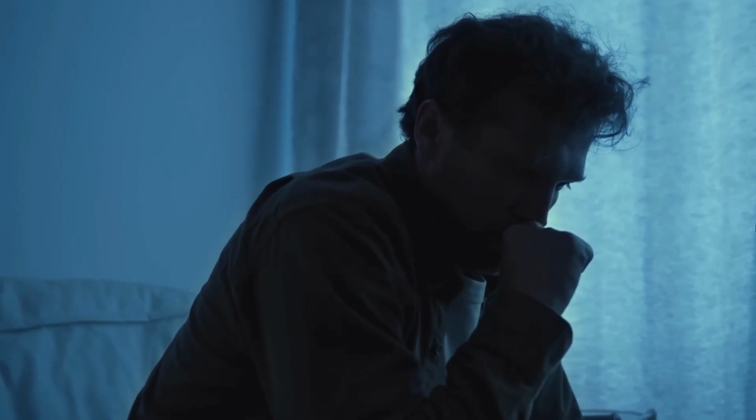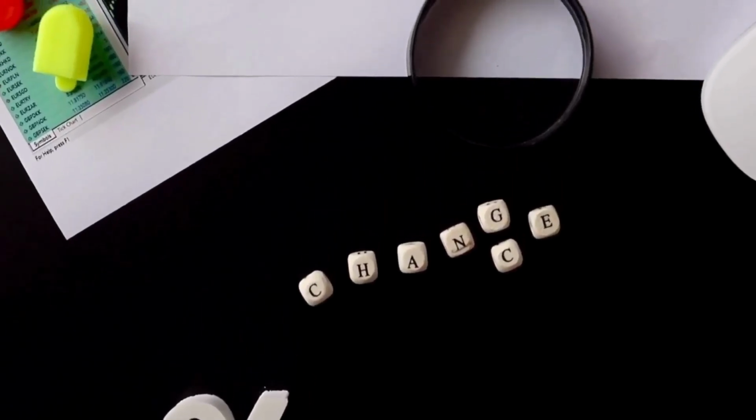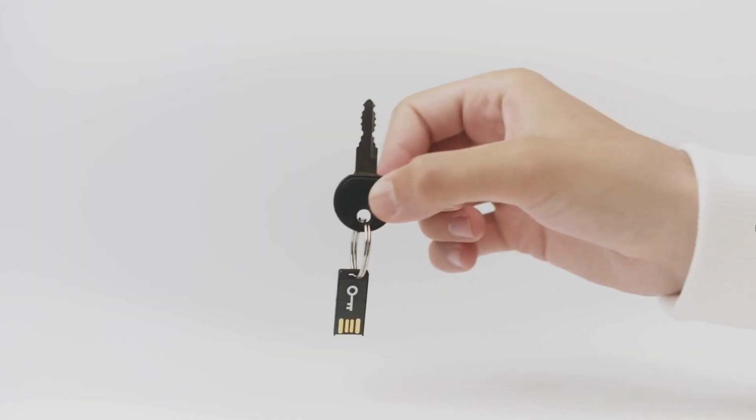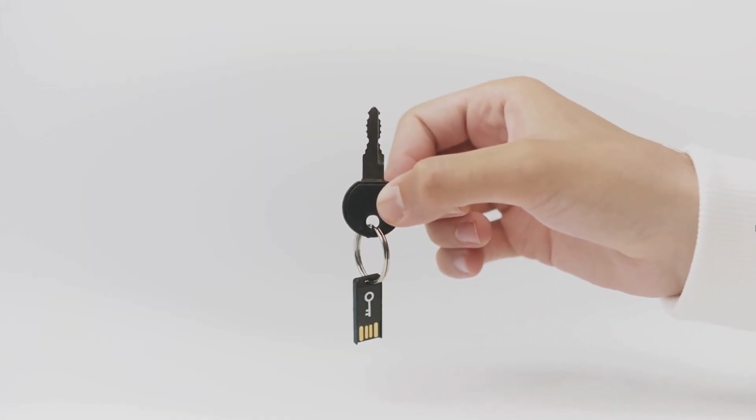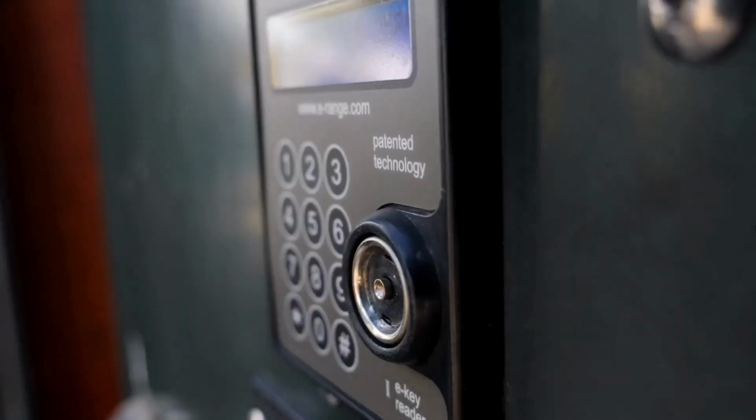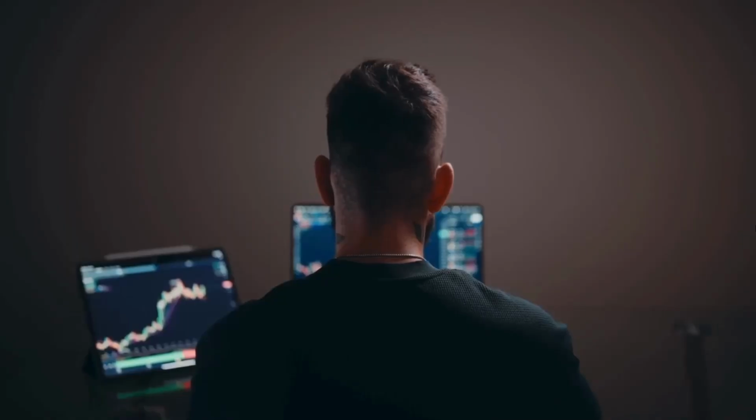However, there are also disadvantages. Cold wallets can be less convenient. You cannot quickly trade or access your funds because you need to connect the device or use backup keys. In short, a cold wallet is ideal for long-term investors who want maximum security and are not planning to trade frequently.